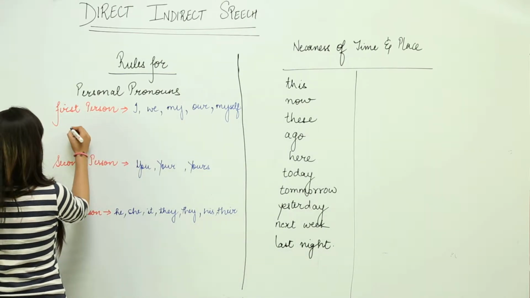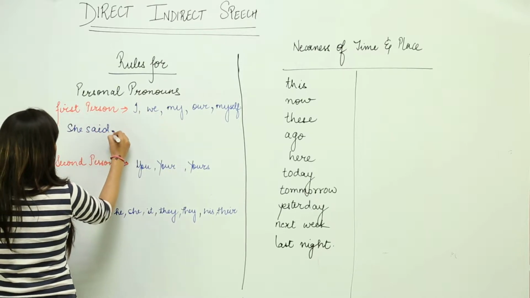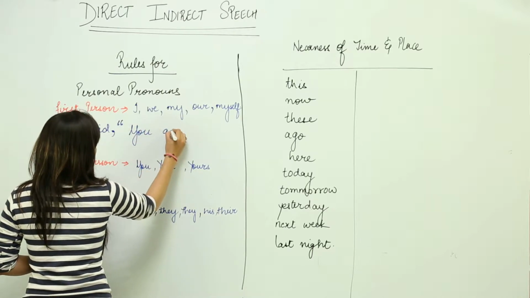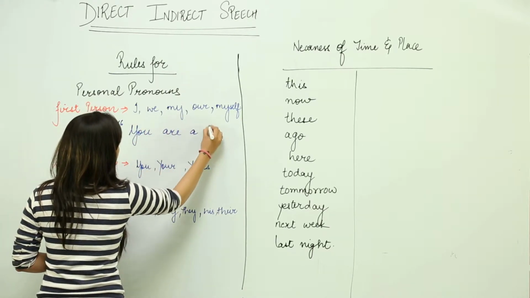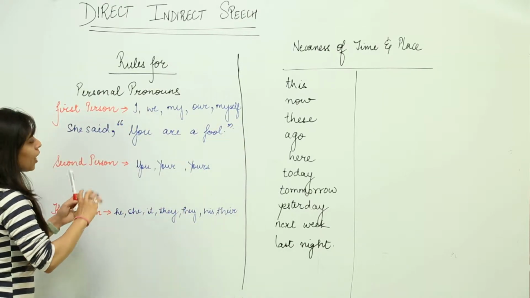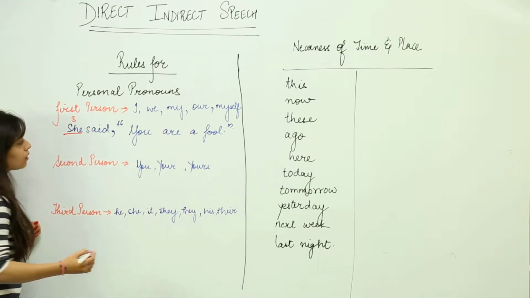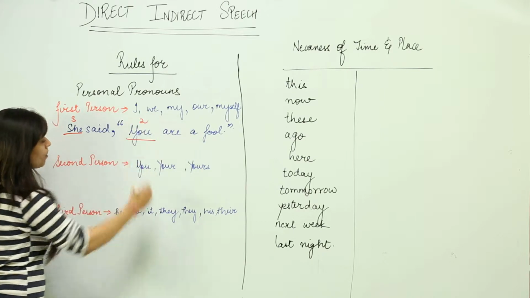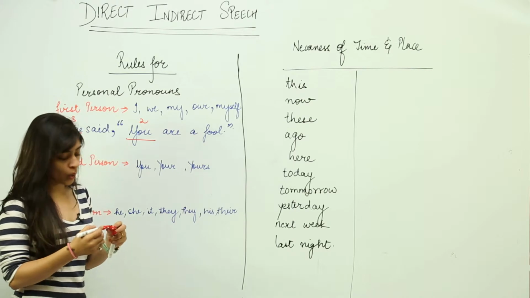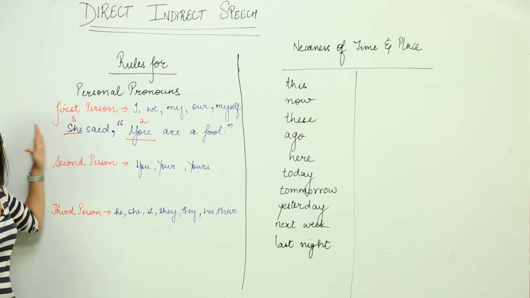Let's take an example. She said, "You are a fool." Now let's explain this sentence. This is a third person pronoun. You is a second form, second person. Now this will get converted eventually into third form only. Why? Because the reporting verb is in the third form.